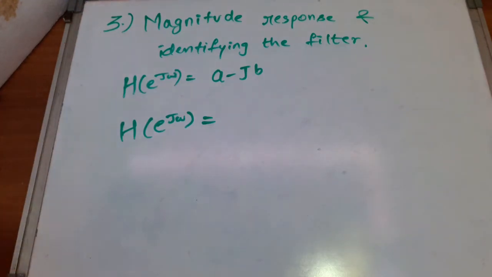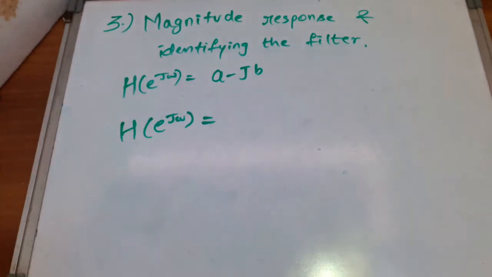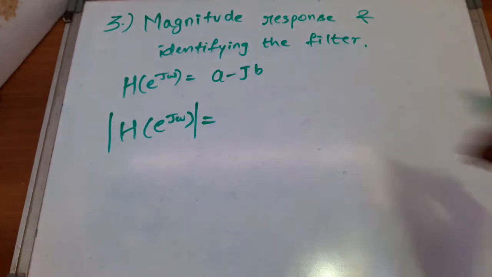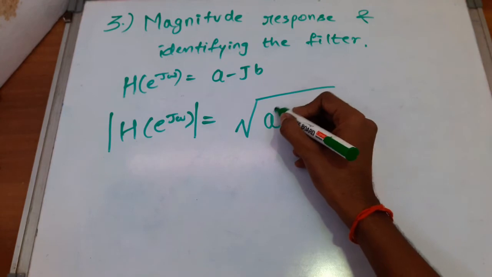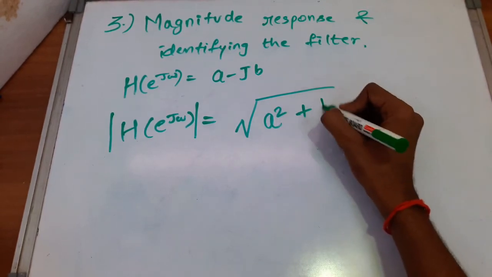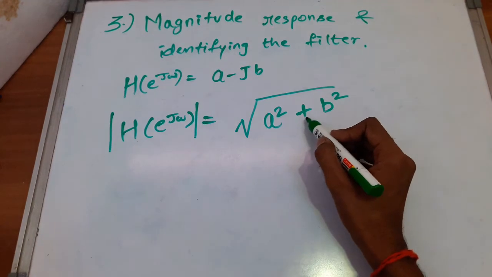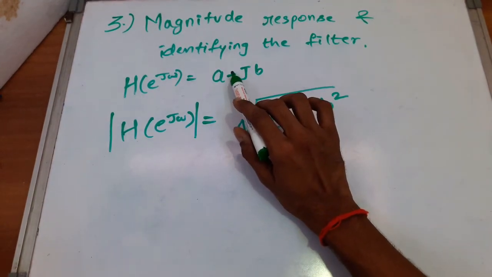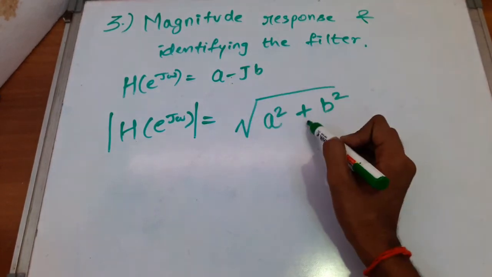After we are done with simplifying that equation in the form of a minus jb, we will be required to find the magnitude of it, which will be like this: square root of a square plus b square. Remember guys, it will always be plus here, whatever we get in this, either it will be minus or plus. Usually it will be minus, but whatever the case here is, this will be plus forever.